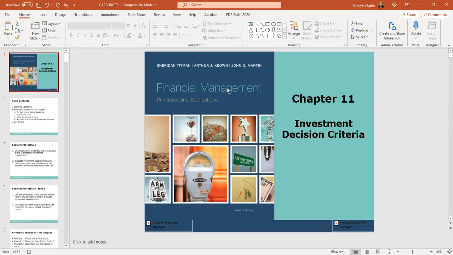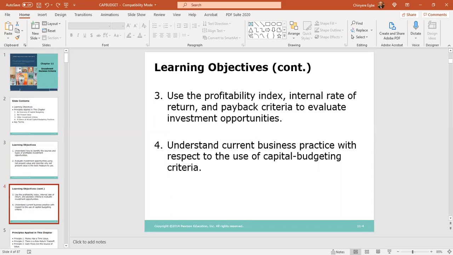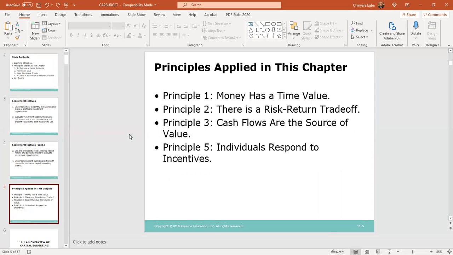So today I'm going to talk about capital budgeting, the basic concept, and then I'm also going to talk about the cash flow, which I will illustrate for you how to do the problem in chapter 12. Okay, so like I was saying, the problem with capital budgeting is that you're going to apply the principle of time value of money. So money has a time value. There is also a risk and return trade-off. The source of value in capital budgeting is the cash flow that comes in the future after you make an investment in the present.